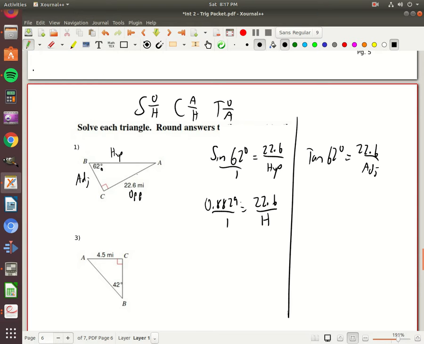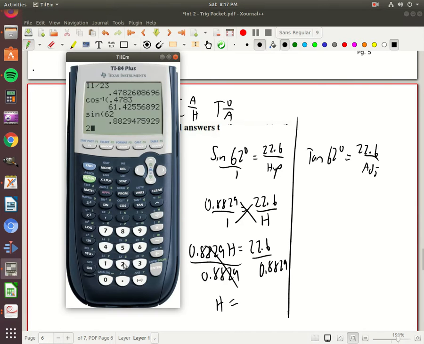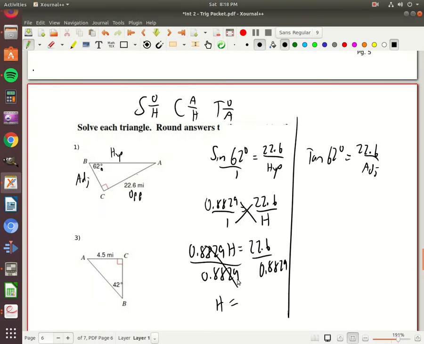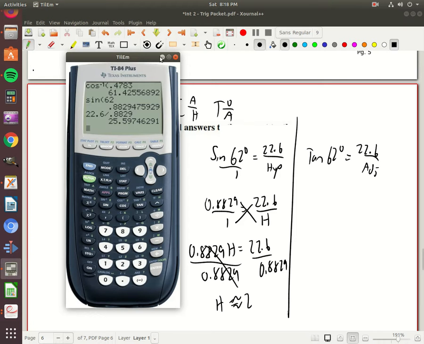We'll just call it h for hypotenuse. I'll cross multiply. 0.8829h equals 22.6. I can divide by 0.8829. I will get h is equal to whatever 22.6 divided by 0.8829 is. And I'm going to get 25.6 about. So h is about, I've already forgotten it, 25.6.